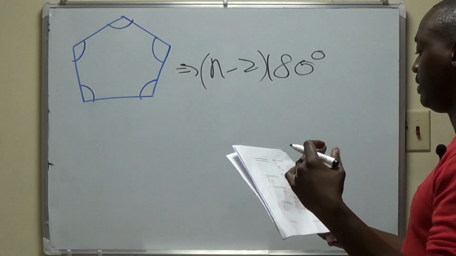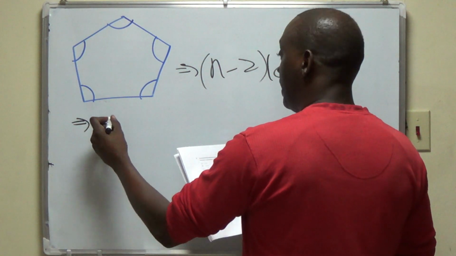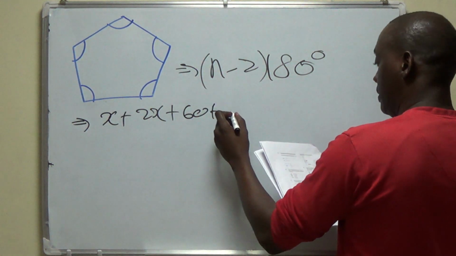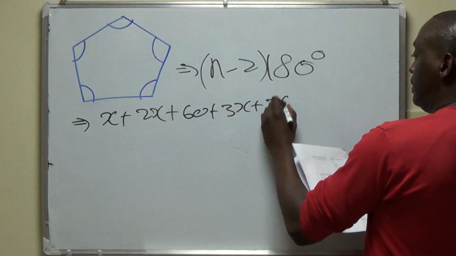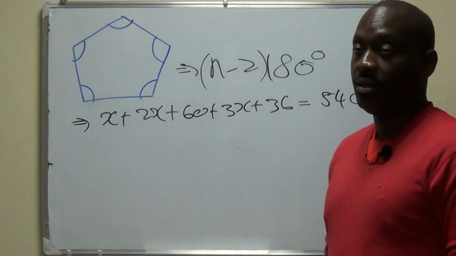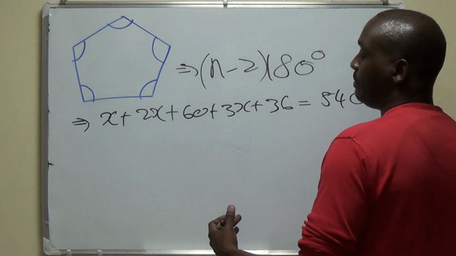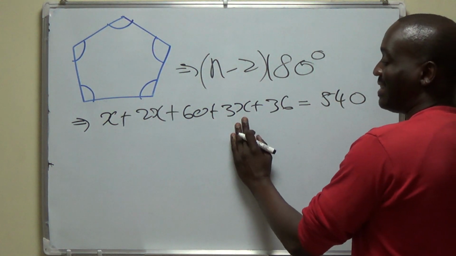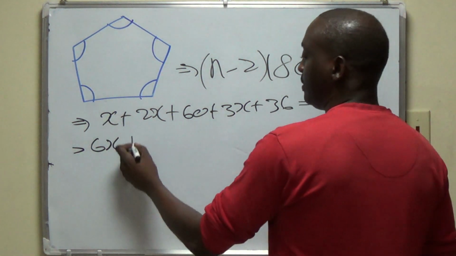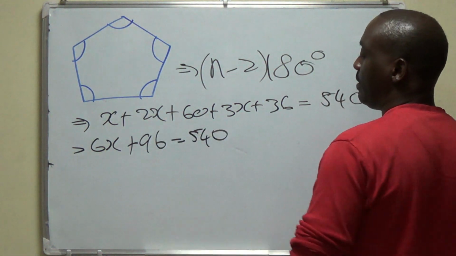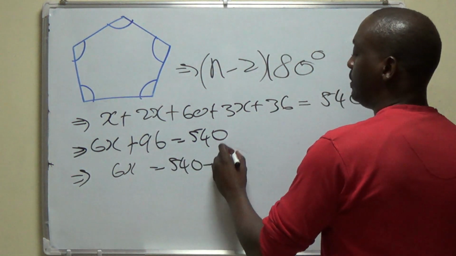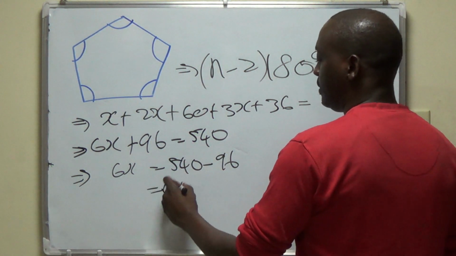is 540 degrees. So we could then say that in order to find x, we would have x plus 2x plus 60 plus 3x plus 36 would all be equal to 540 degrees. So just as we would do in our regular algebra, we take all the like terms and bring them together. x plus 2x is 3x, 3x plus 3x is 6x. So 6x, then you have 60 plus 36 is 96. 6x plus 96 is equal to 540, which means therefore that 6x will be equal to 540 minus 96. 540 minus 96 is 444.